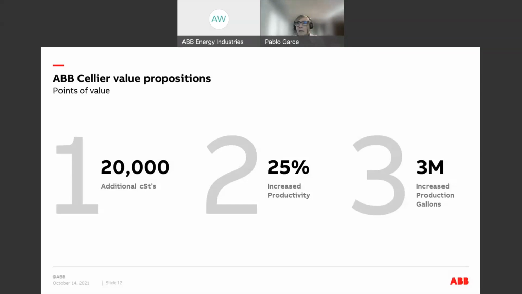So what's my net productivity? What's my gross margin on my current products? And what's going to be my gross margin on 3 million more gallons?